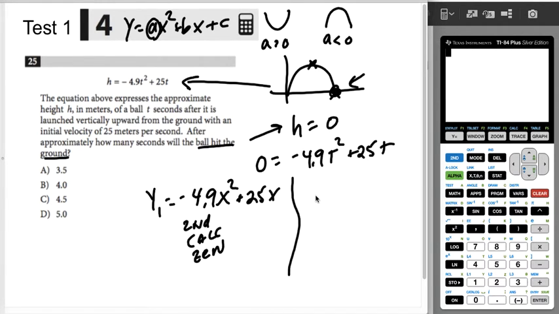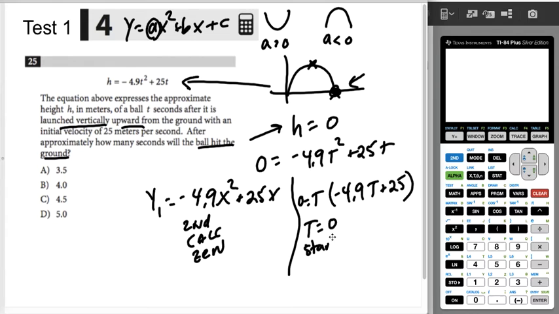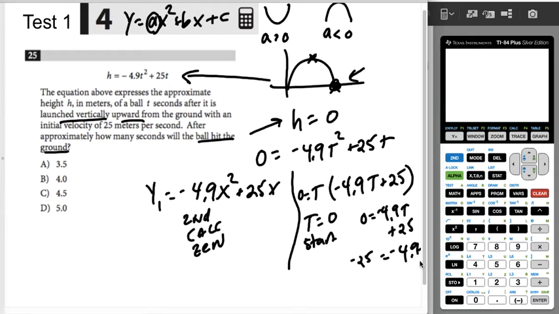Another option is to factor a t out. So you could factor out a t, and then you could solve. If you solve this, you're going to get either t is 0, which is definitely the start of the problem, right? It's launched vertically upward, so that's the start of the problem. Or you're going to get that 0 equals negative 4.9 t plus 25, and if you solve by subtracting the 25 and then dividing by the negative 4.9, you could get t.